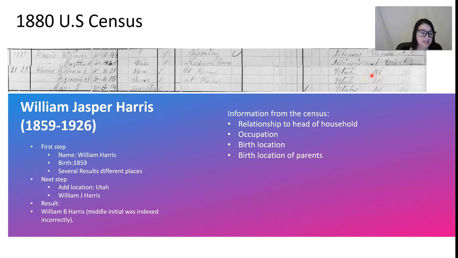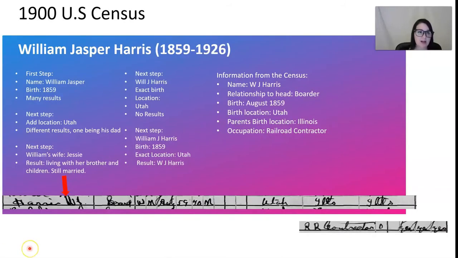After the 1880 census, there's no 1890 census, because it was burned, lost. So we move on to the 1900 census, and we still have William Jasper. Once again, I wrote in his name and his birth, and I had lots of results. Next, I narrowed down his location to Utah. There were different results, but the main result that I got was his dad. I couldn't find him in Utah.